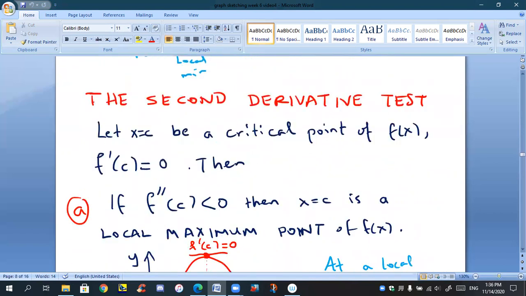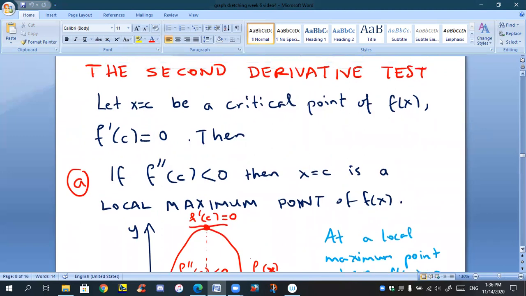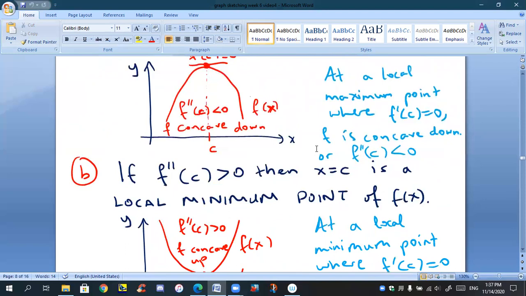Now, there is also the second derivative test, which can sometimes be very practical and useful. So this test says, if we have a critical point with f prime at c equals 0, then there are two possibilities. There are actually more possibilities, but if f double prime is negative, then it's a local max. If f double prime is positive, then it's a local min.